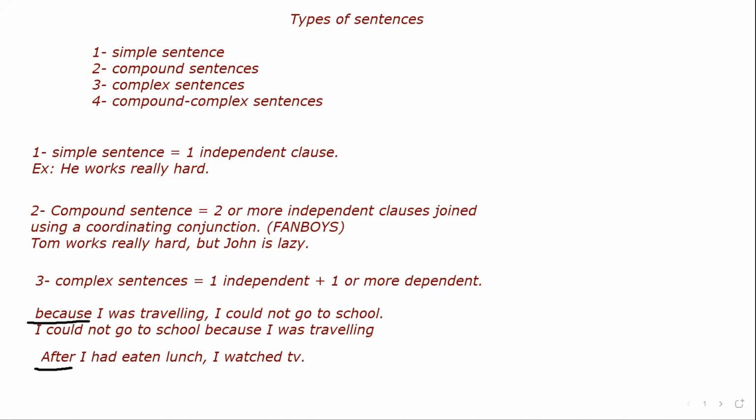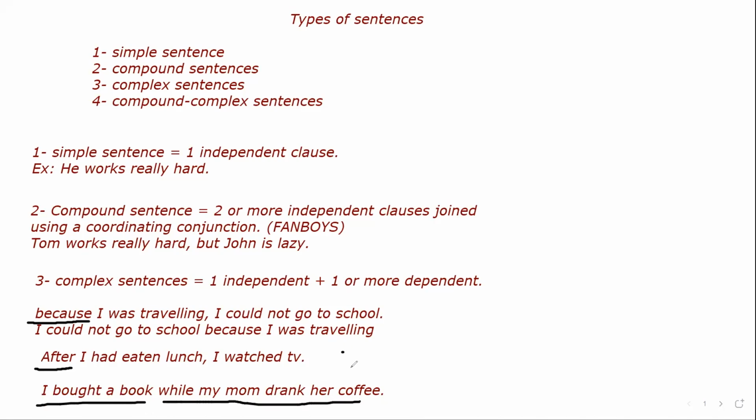I bought a book while my mom was drinking her coffee. I bought a book while my mom drank her coffee, for example. So "I bought a book" is independent, and "while my mom drank her coffee" is dependent. Again, "I bought a book" is independent, and "while my mom drank her coffee" is dependent.